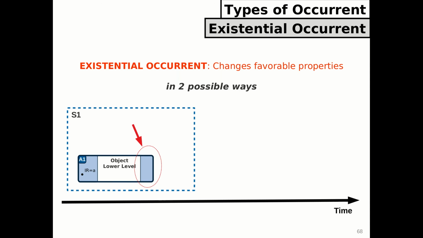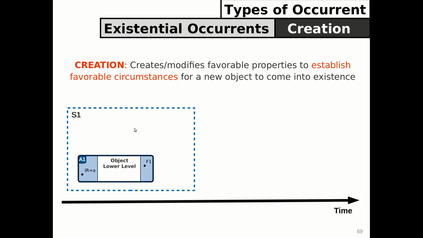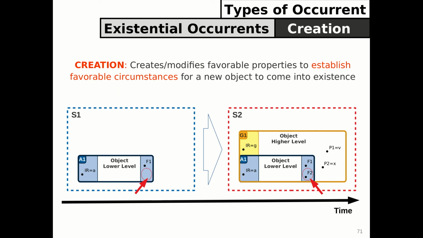The last upper type of occurrent is the existential occurrent, which changes the favorable properties of objects, and it may happen in two possible ways. It may be a creation, which creates or modifies favorable properties to establish favorable circumstances for a new object to come into existence. So this kind of event is a transition from a situation in which we have an object on a given level, and then this object acquires some properties so that it establishes the favorable circumstances for an object on a higher ontological level to appear.